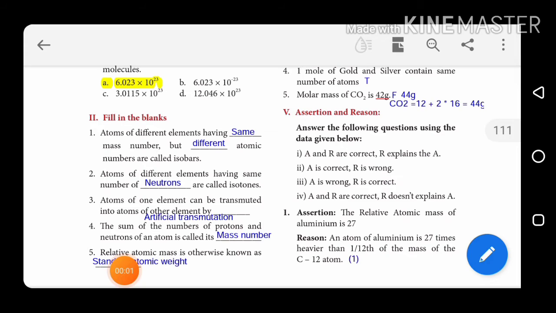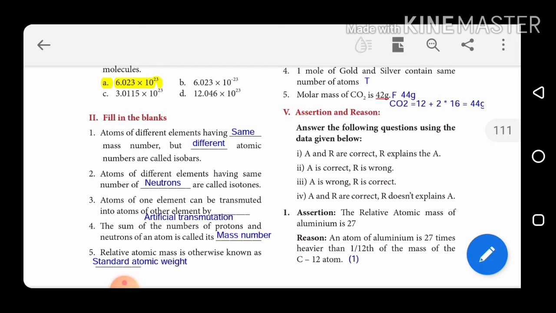Next Roman letter, assertion and reason. First one, assertion: the relative atomic mass of aluminum is 27. The reason given here is, an atom of aluminum is 27 times heavier than 1 by 12th of the mass of the C12 atom. The answer is first one, that is A and R are correct.